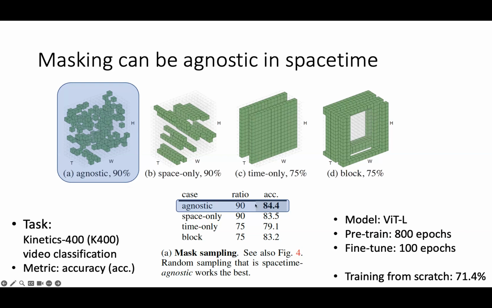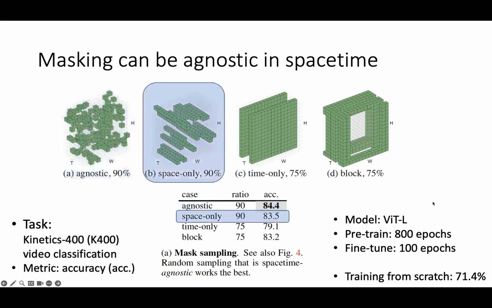What we see in this ablation is that agnostic masking, which is this one, which just randomly masks in space and time, works the best. And we can use a very high masking ratio. Here we use a 90% masking ratio. So this pre-training is very efficient because the larger encoder only needs to work on 10% of the visible tokens.